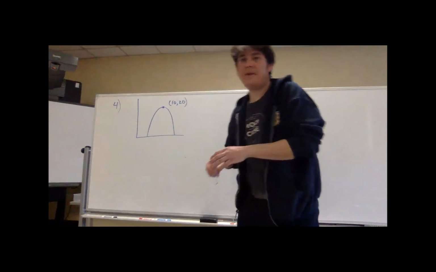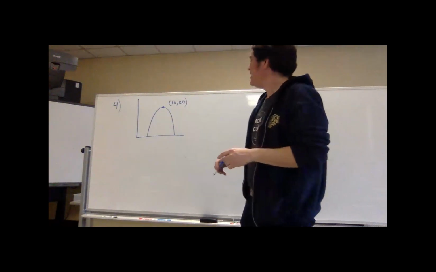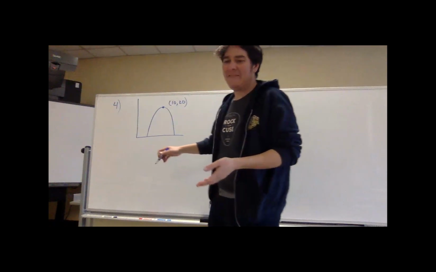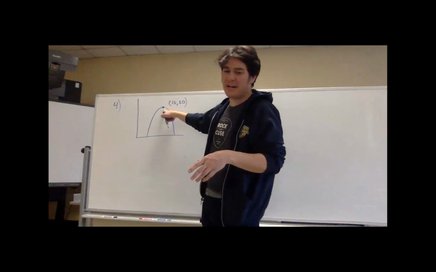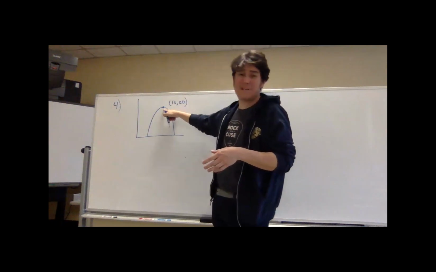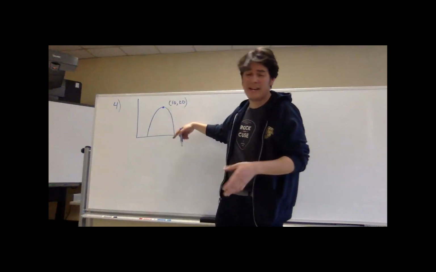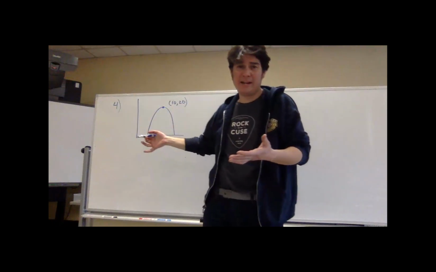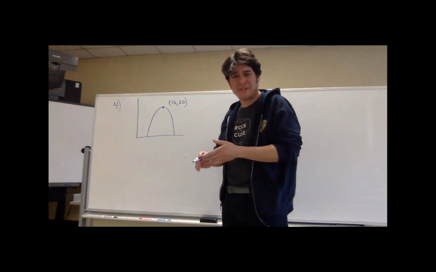Okay, all right, let's take a look at problem 4. In problem 4, it looks like we have a parabola shape. It's upside down. I've gone ahead and sketched it up here, and drawn our vertex right here. And as we can see, our vertex, if you look at the x-coordinate and the y-coordinate, comes out to be (10, 20).